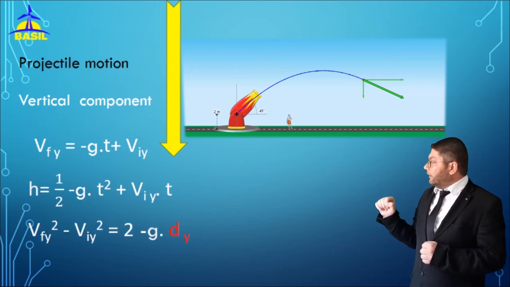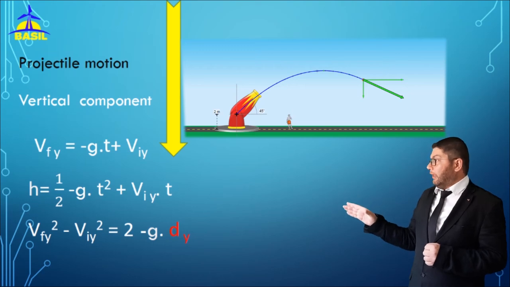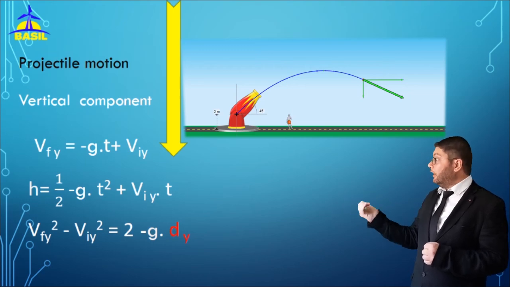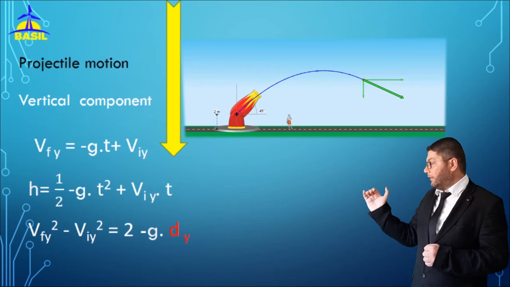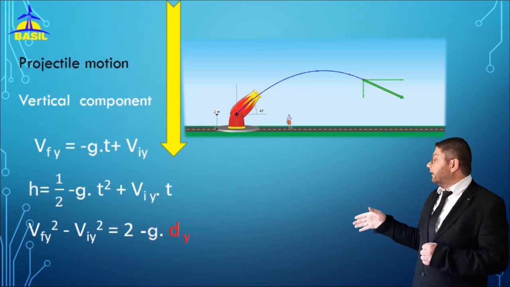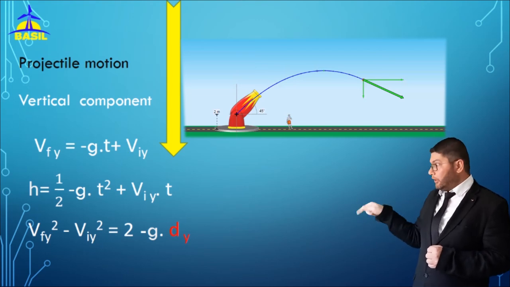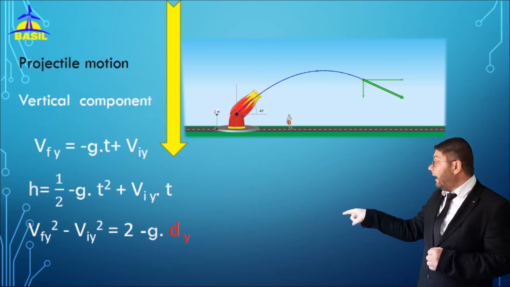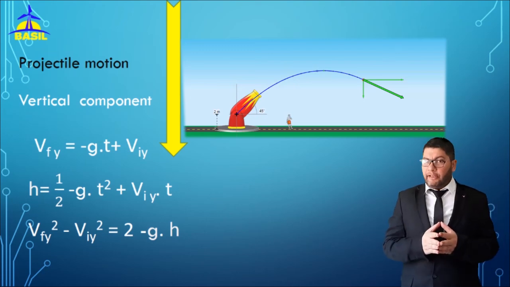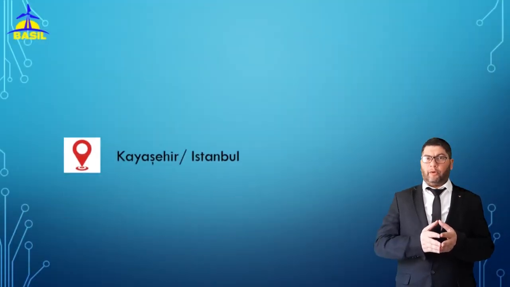The third equation is Vfy squared minus Viy squared, the final velocity in vertical motion squared minus the initial velocity in the vertical component squared. It equals 2 times minus g, which is the acceleration, times dy, which is the distance in the vertical component. Instead of dy, we can write the height h, which is the altitude, and the unit for it is meter.